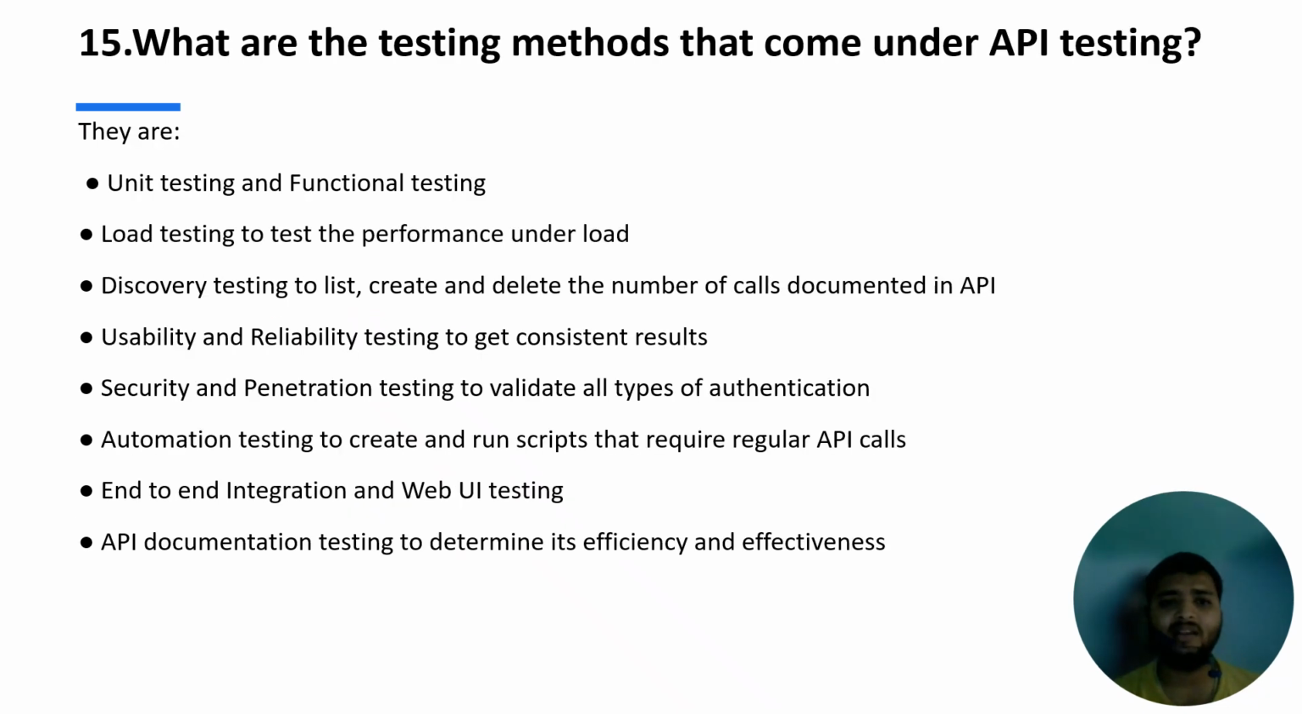What are the testing methods that come under API testing? They are unit testing and functional testing. Load testing to test the performance under the load. Discovery testing to list, create, delete the number of calls documented in the API. Usability and reliability testing to get consistent results.